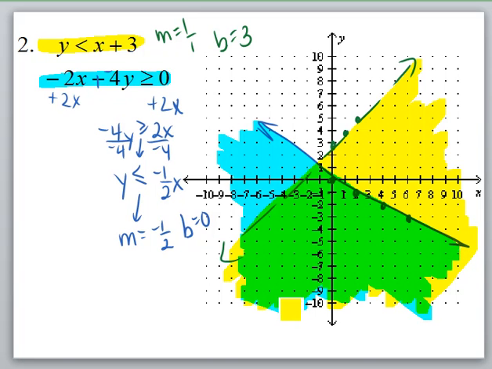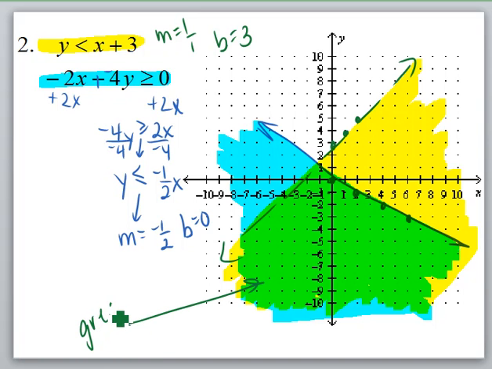So I didn't actually fill in all this part down here, but all that would also be a solution. So I'll fill that in. And I'll put green is solution to system.